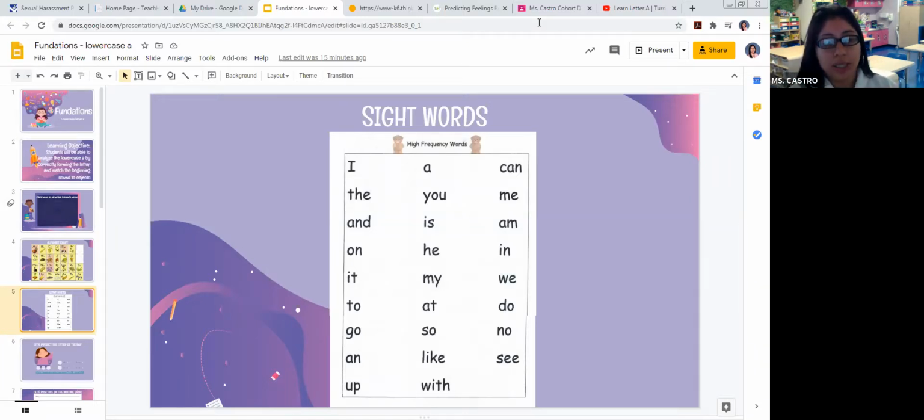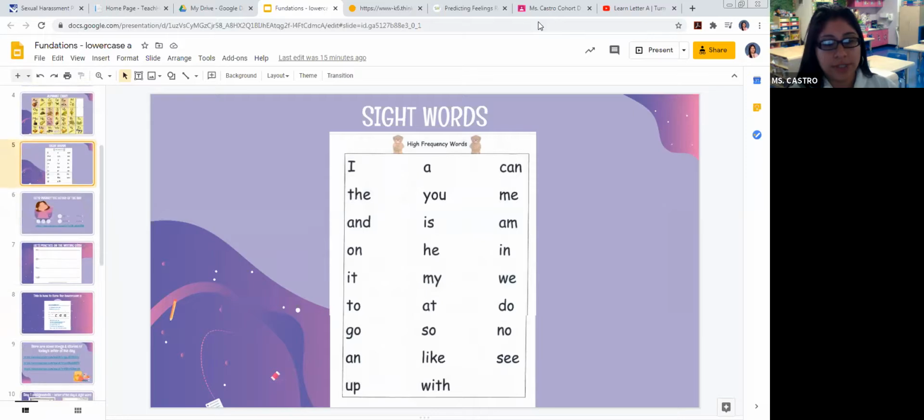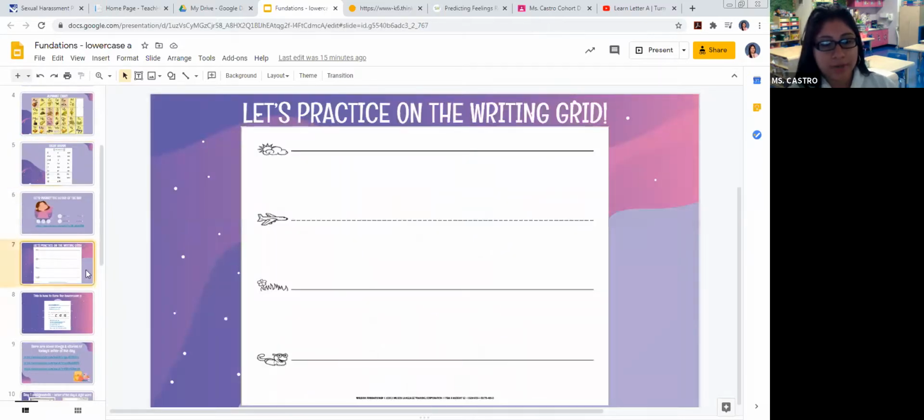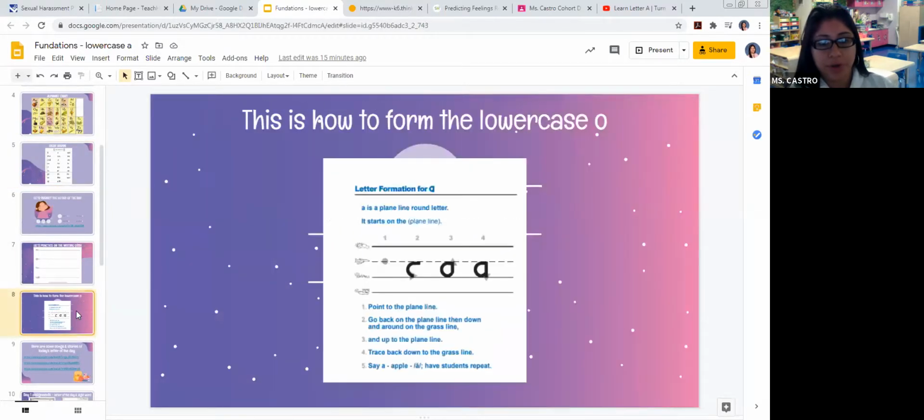Okay? So, let's go back to the letter of the day because we're going to practice forming this letter with our writing grid. So, this is a plain letter, which means we start on the plain line and it's a round letter. Just like the round letters that we learned last week, we learned the letters C, the lowercase O.